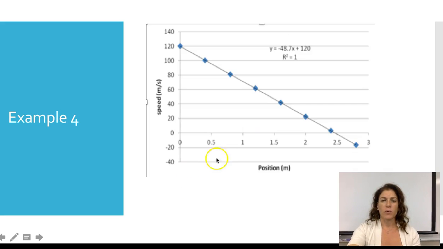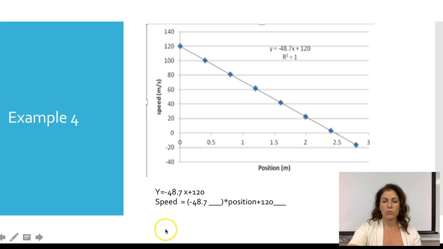Fourth example. This has speed versus position. You have a linear equation here for negative 48.7x plus 120. Rewrite that equation. Substitute in the variables. You've got speed on the y. Position is x. So you just put those in, leaving blank spaces for units. The y-axis units are meters per second. Fill that in, meters per second in both blanks.